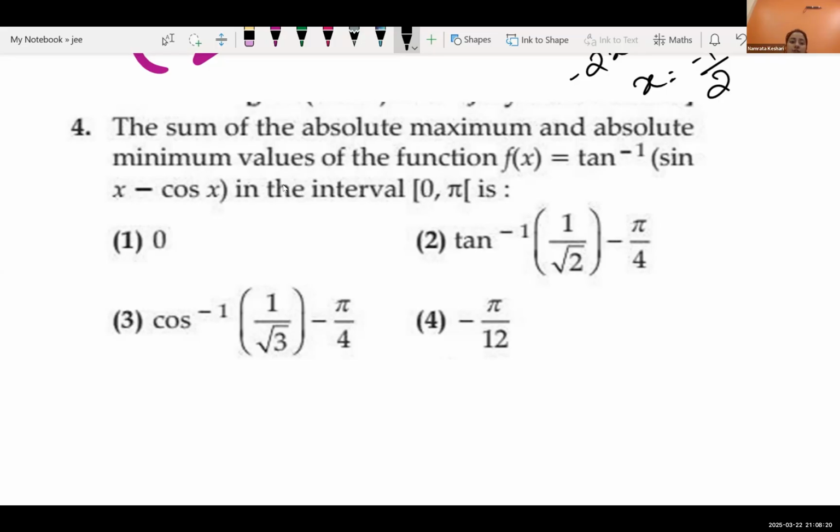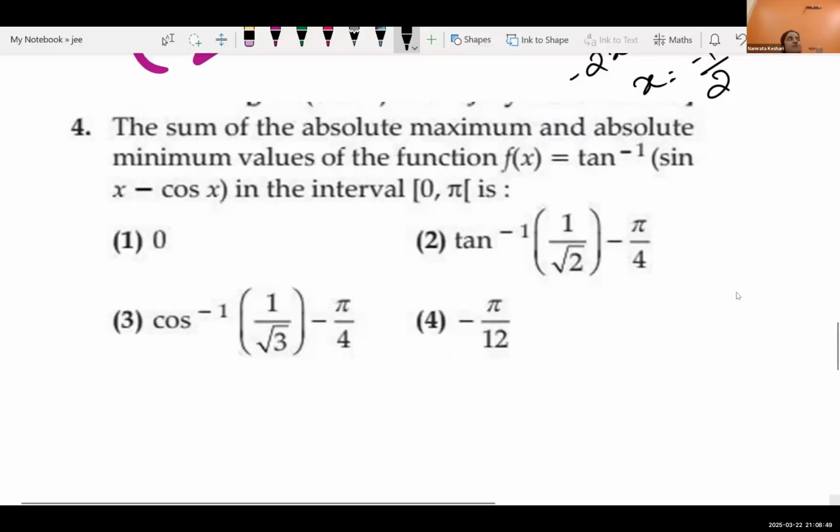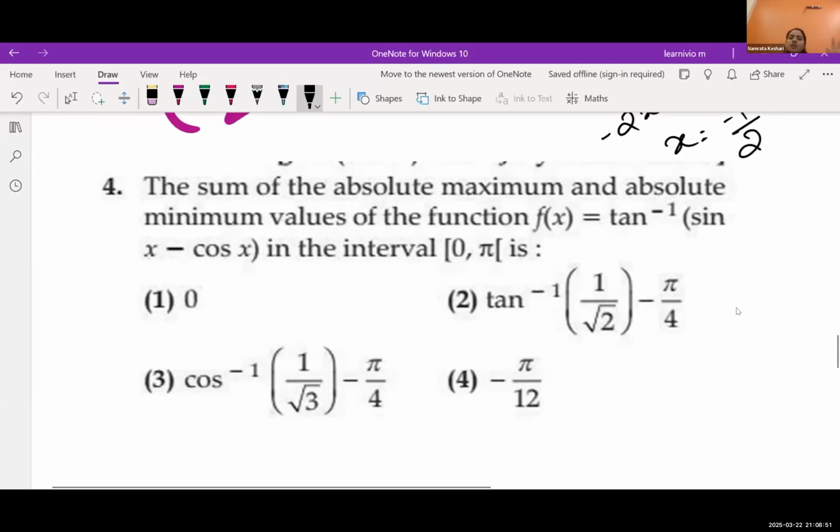Okay, now the next one: the sum of absolute maximum and absolute minimum value. You all understand what absolute maximum and absolute minimum are, right, Meera and Upasna? Yes, ma'am. Here we have to find them for the function f of x equals tan inverse of (sin x minus cos x). First, we need to find the critical point. The process is to find the critical points.